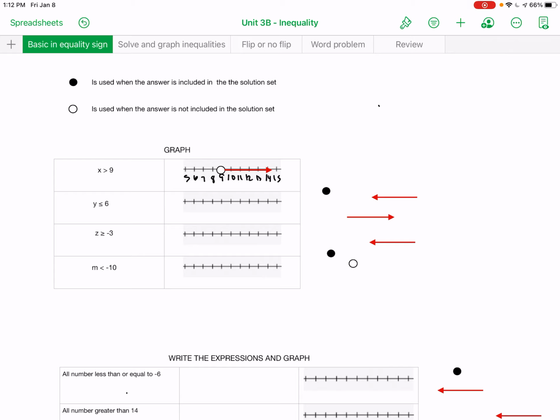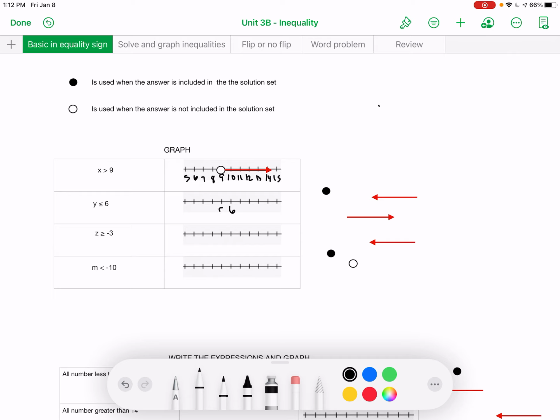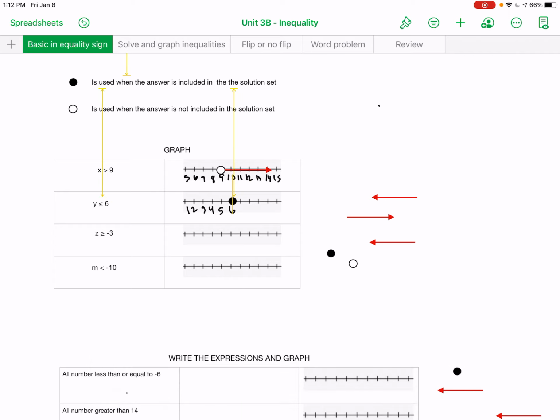Y is less than or equal to 6. So let's say 6, 5, 4, 3, 2, and 1. So it is including the equal sign, so I'm going to grab myself a closed circle and put it on 6. It is arrows pointing to the left, and our solution set is going to be any number that is equal to or less than 6. So there is my solution set.